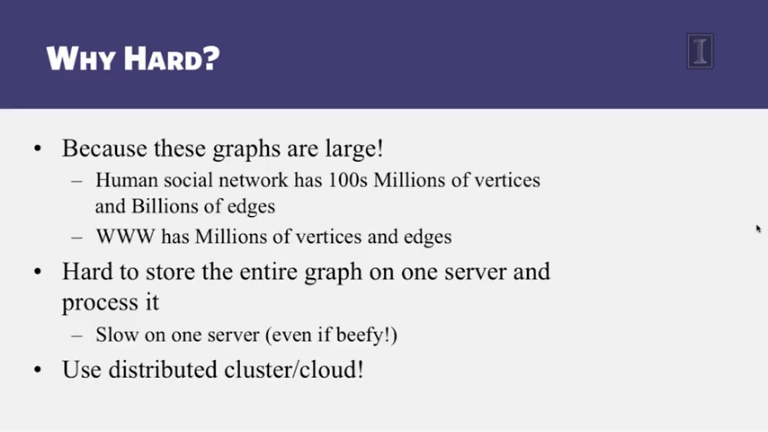They're so large that the entire graph cannot be stored on a single server for processing. Even if it were to be stored on a single server, it would be really slow on that server, even if the server had many processors. So this is where the distributed cluster or the cloud comes into action, where you can use a large number of machines in a cloud infrastructure or in a data center to process a very large graph very quickly and very efficiently.